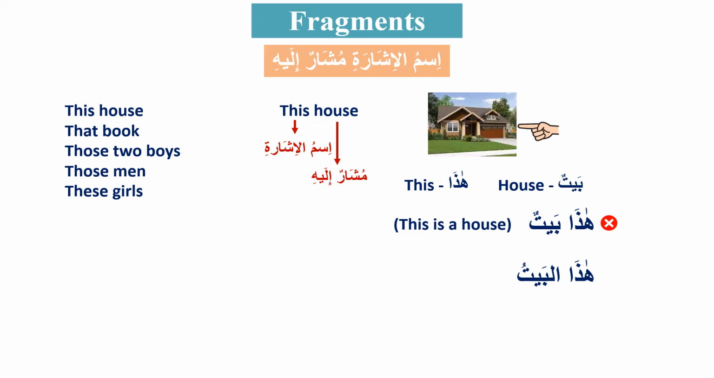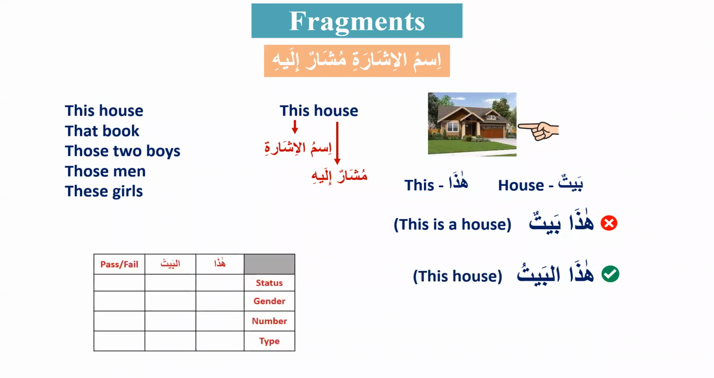They have to have the same properties of ism. So status has to be the same, gender, number, and type. So status, gender, number, and type all have to match. Yeah, okay. Let's see if they match. Okay, Saad? Okay. So we have a column for Haza, we have a column for al-baytu.